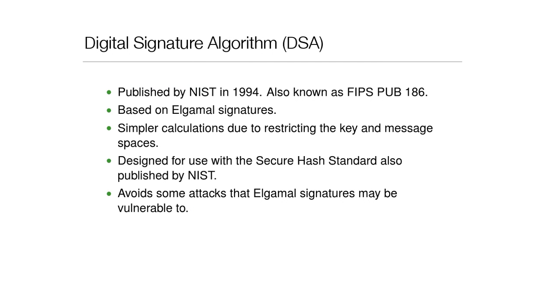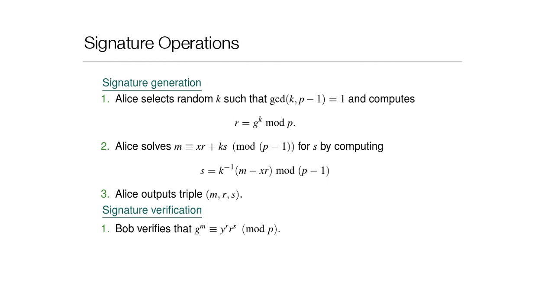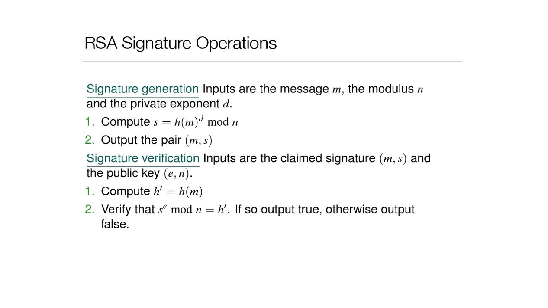Since I have used the term randomized algorithm here again, randomized or probabilistic algorithm, we know that using a random value k, we can make the signature generation randomized. When it comes to the RSA signature generation, we have to use some kind of padding there.